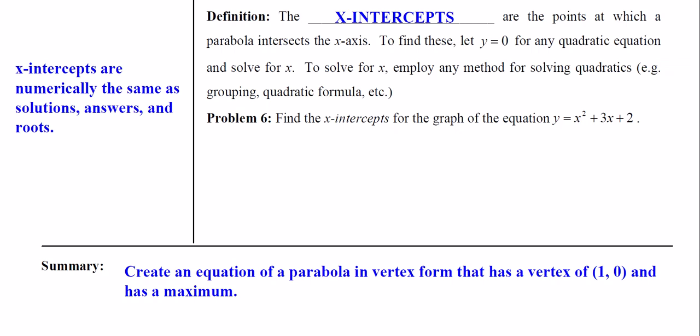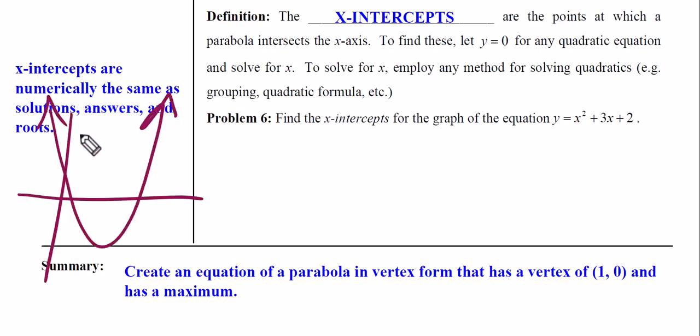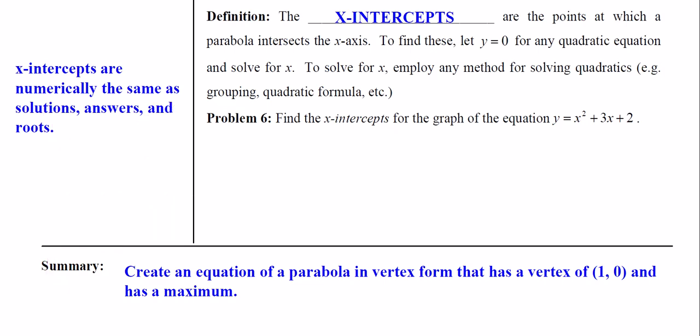So visually speaking, if I have a parabola that does this, then this is an x-intercept and this is an x-intercept. Okay, so the points at which the parabola intersects the x-axis, those are the x-intercepts. And we find those by setting the quadratic equal to 0 and solving. So here we go, problem 6. Find the x-intercepts of this equation. Then set it equal to 0 and then solve.